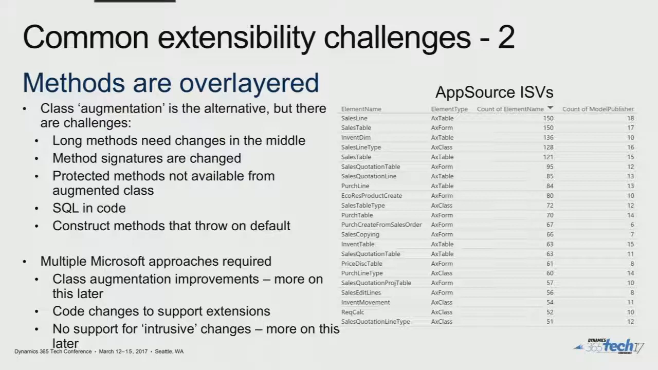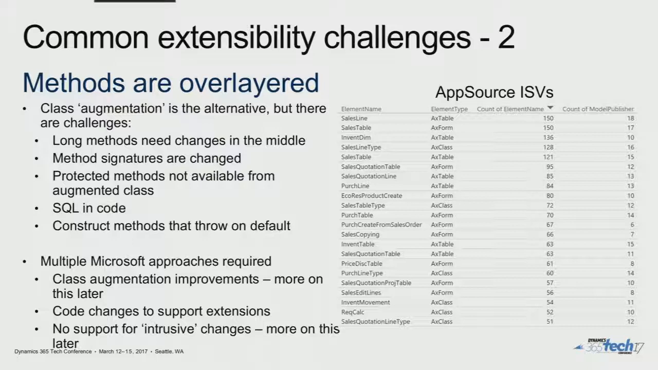We have method signatures that are overlayered, and I'm going to talk about intrusive customizations in the next slide, and this is an example of that where we don't have a good solution to support that, nor do we want to support that, so that's going to be a sticky point as we move forward.